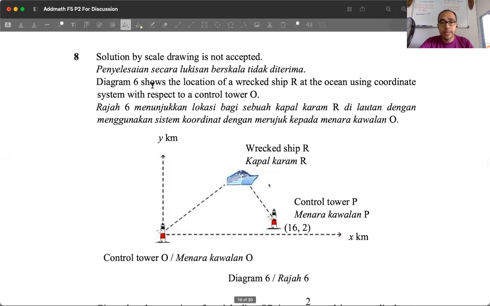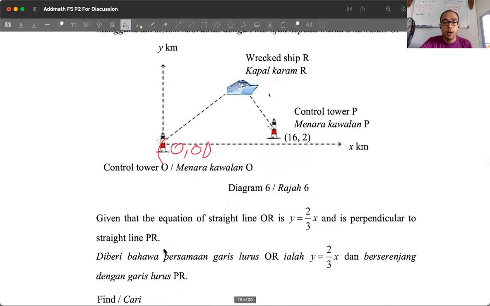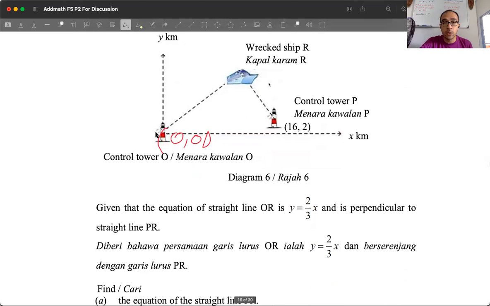Alright, so diagram 6 shows the location of a wrecked ship R, at the ocean, using a coordinate system with respect to the control tower O. We assume that O is the origin. Origin means it's 0 and 0. Now, given the equation of the straight line OR is y equals 2 over 3x, and it is perpendicular to the straight line PR.